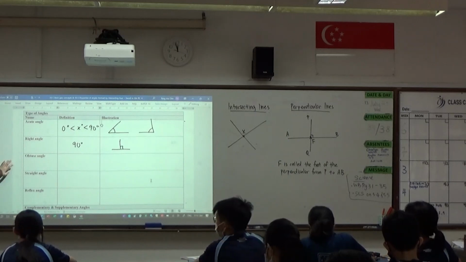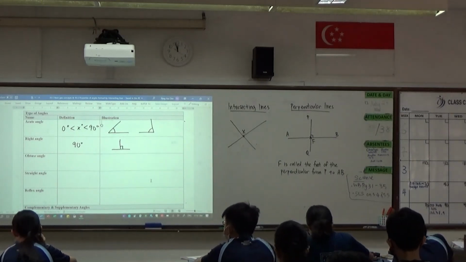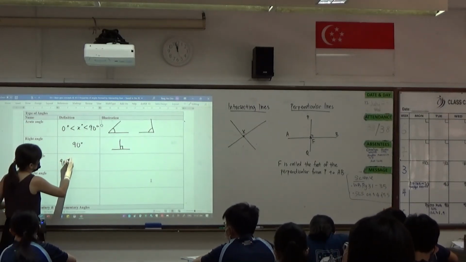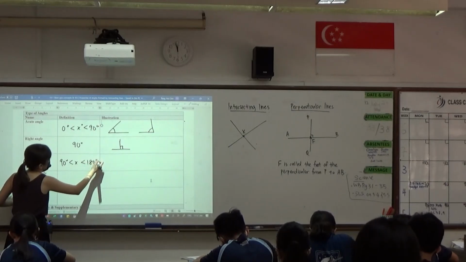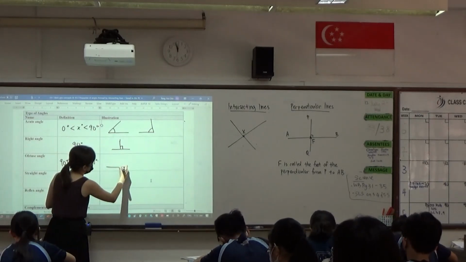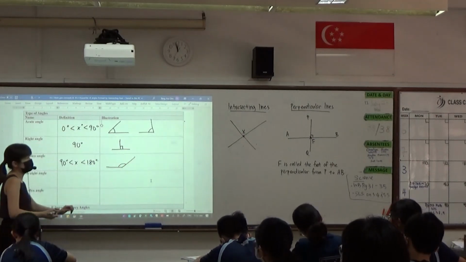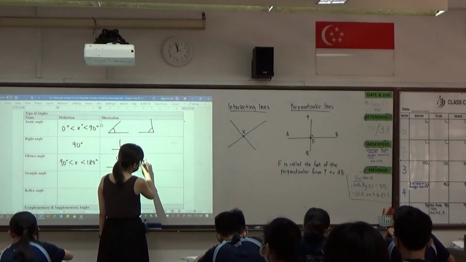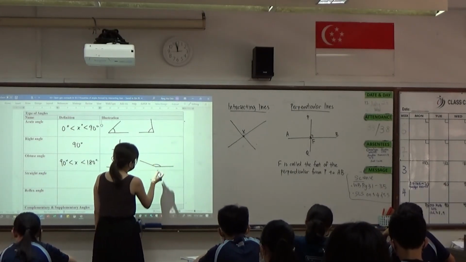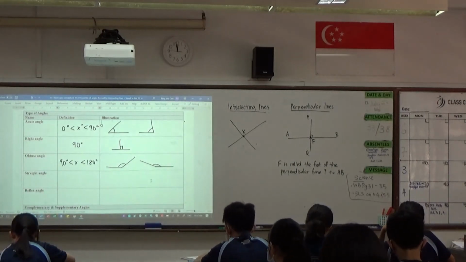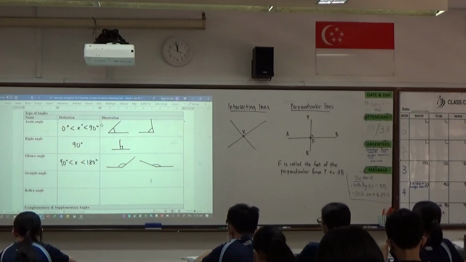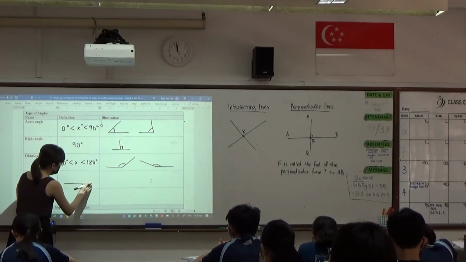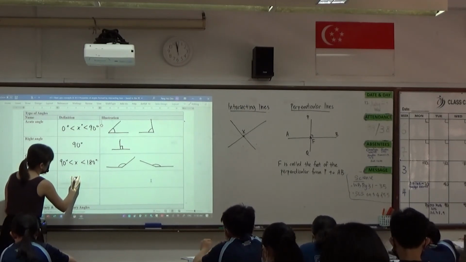Obtuse angle, I try to relate it to being obese, being fat. Therefore it is between 90 degrees and 180 degrees. It will go beyond 90 degrees, something like that, but never arriving at 180 degrees. And then a straight angle, although we very rarely use such a word, is 180 degrees because you think about your straight line.